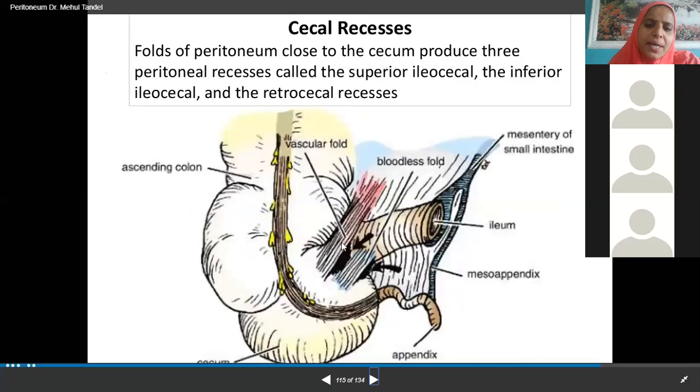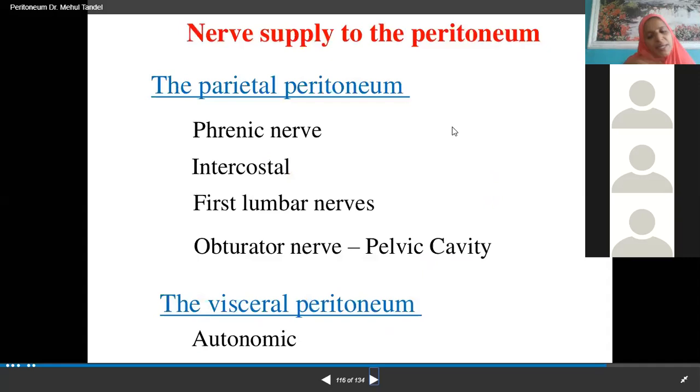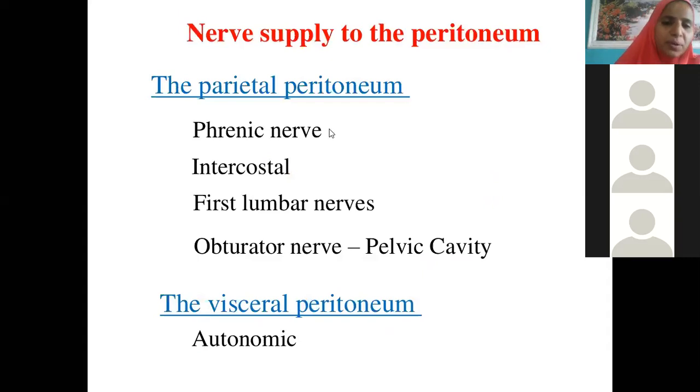Did you understand? Here the mesentery is the reference. Between the mesenteric attachment you have 2 pockets, 2 spaces, that is the superior ileocecal and inferior ileocecal, and behind the cecum the retrocecal recess. Now that finishes what I had not covered in our peritoneum.